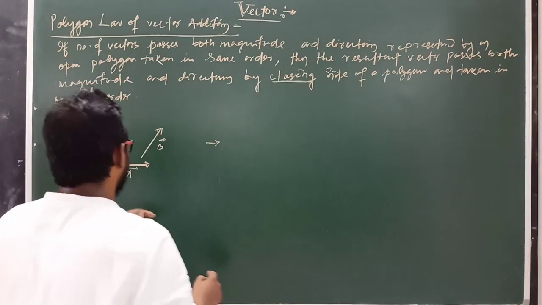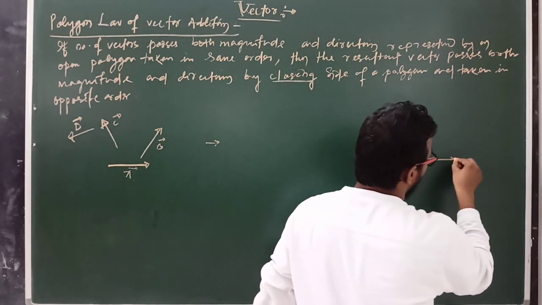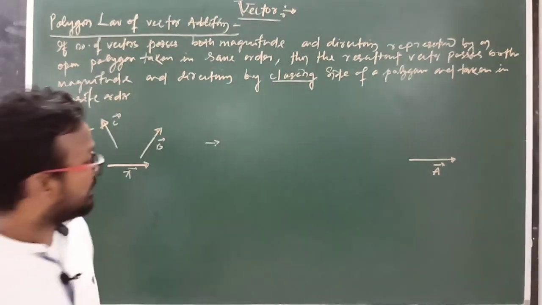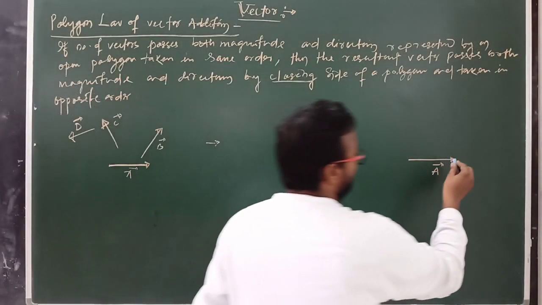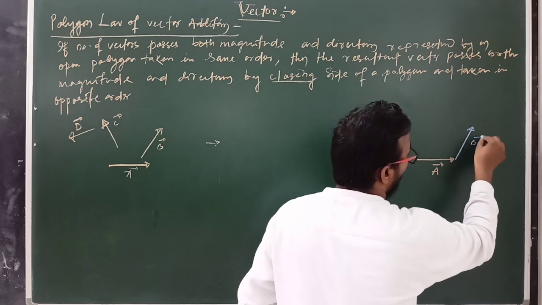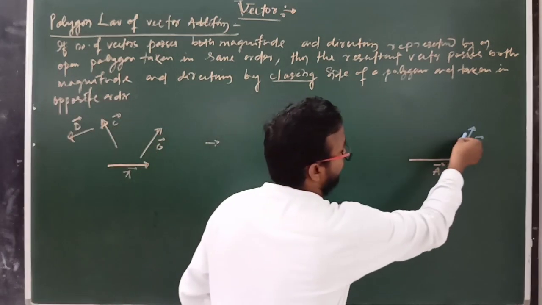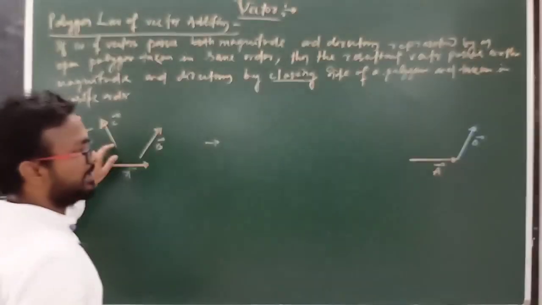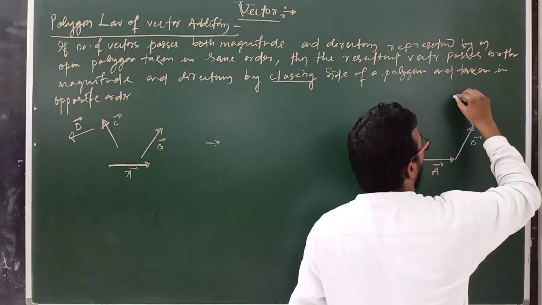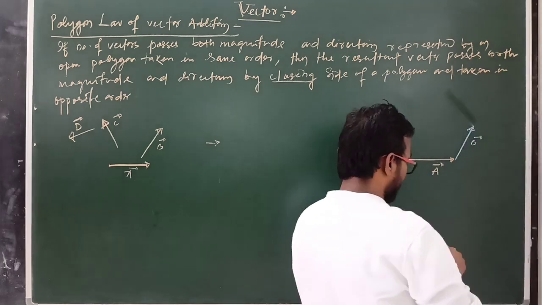So by using this concept, here is vector A, we shift this vector A here, and another vector is here, vector B. Now we have to use the tail to head method. This is the tail to head method, and vector B without change in magnitude and direction. Next, another vector, vector C. Then join the tail of vector C to the head of vector B. This vector. Clear?